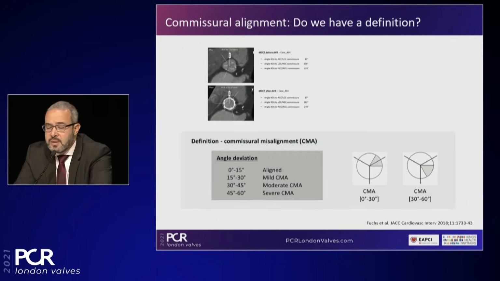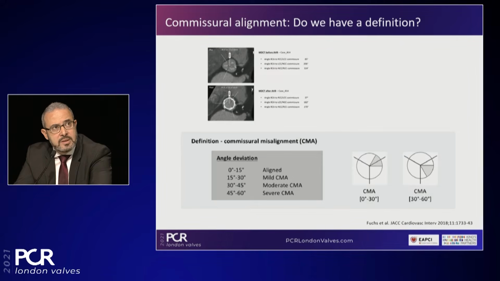But we can define this even a little bit better using, for example, CT analyses afterwards, which has been demonstrated in this very beautiful paper by Andreas Fuchs, published back in 2018. So you can define misalignment according to the degree of rotation of the neocommissures compared to the native ones.